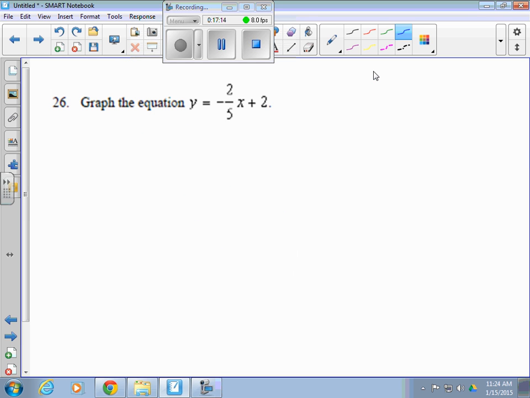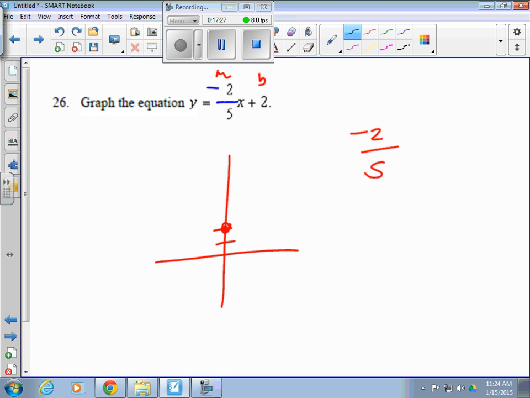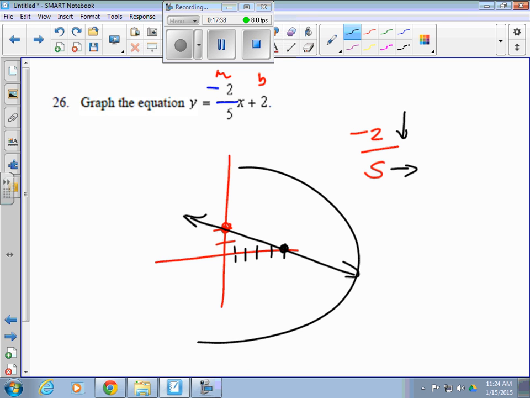26, graph. There's a negative right there. Y equals negative 2/5 x plus 2. Y equals mx plus b. Algebra 1. Begin at 2, at 0, 2. That's where you begin. Your m is negative 2 over 5. Tells you to go down 2 and to the right 5. Down 1, 2, over 1, 2, 3, 4, 5. Second point's right there. You have 2 points. Connect them. Your graph looks like that. Y equals mx plus b. Slope-intercept form. And that's it.